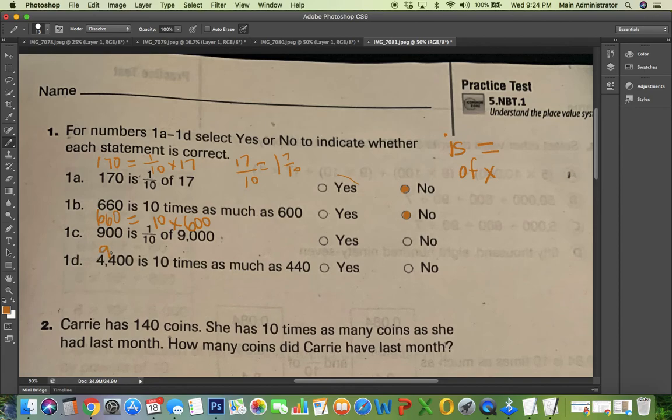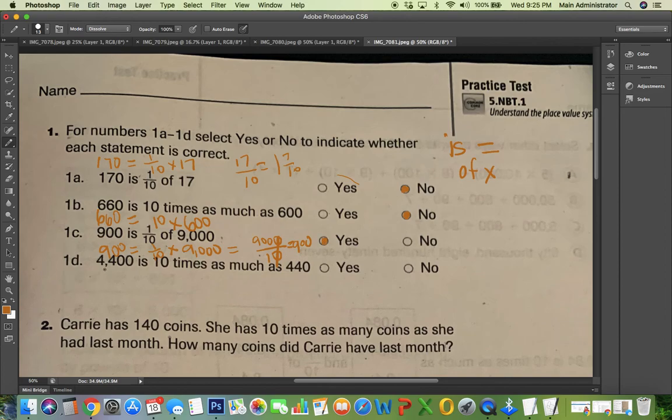Let's take a see. 900 is 1/10 of 9,000. 9,000 times 1/10 would equal 9,000 over 10. And I would reduce that. I could cross out these zeros and it would be 900 over 1. And that's the same as 900. So, yep, this is right.